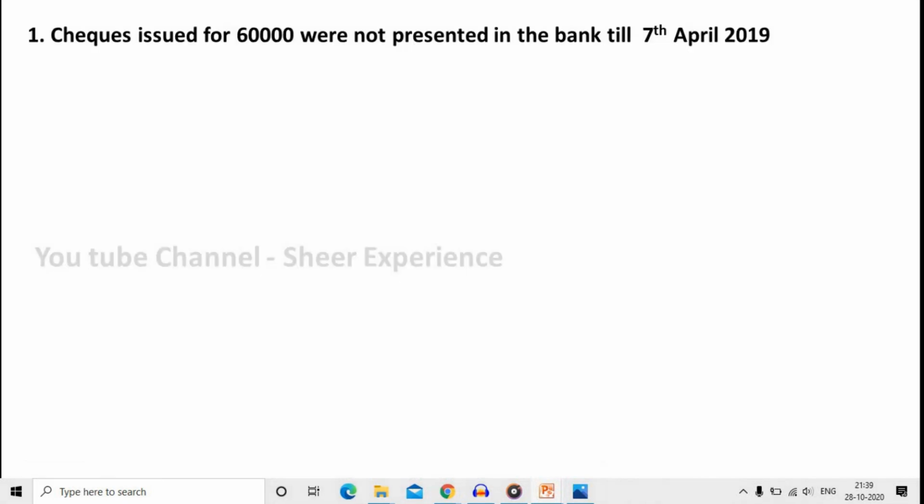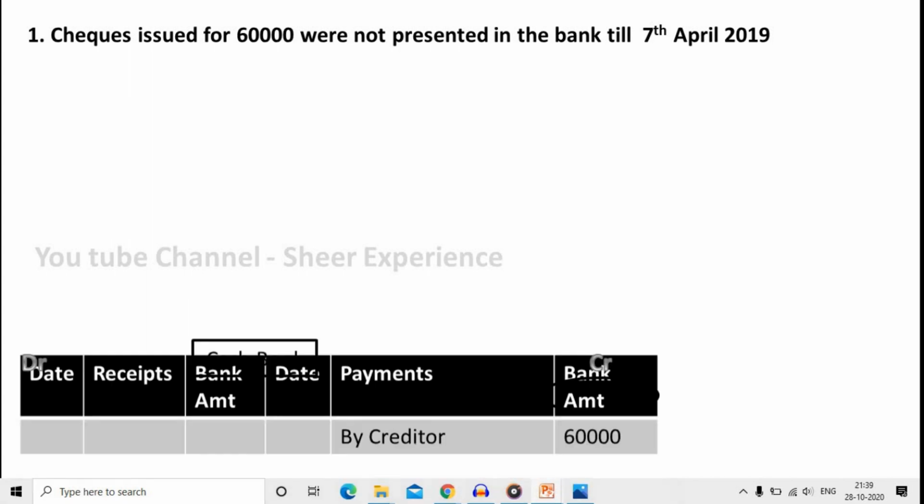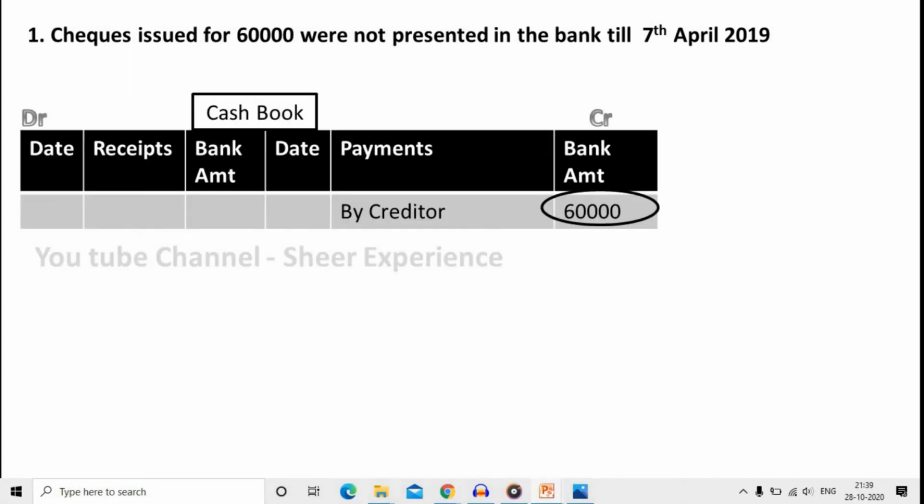Her first transaction is checks issued for 60,000 were not presented in the bank till 7th April 2019. This difference is related to payment side of the cash book. So, payments always decrease closing balance of cash book. When checks are issued, we should mention on the credit side of the cash book. Here also I have mentioned on the credit side as by creditor or supplier name, and the value is 60,000. I have mentioned in the bank amount column.